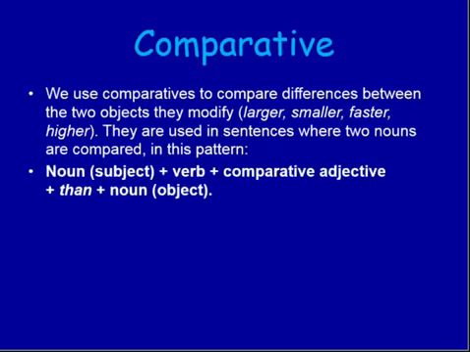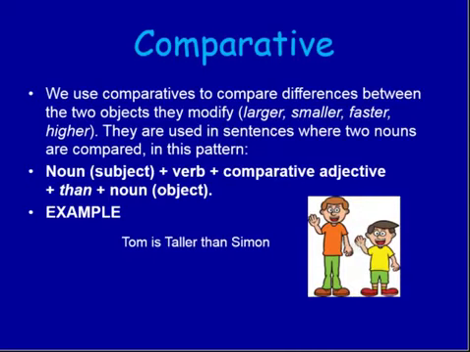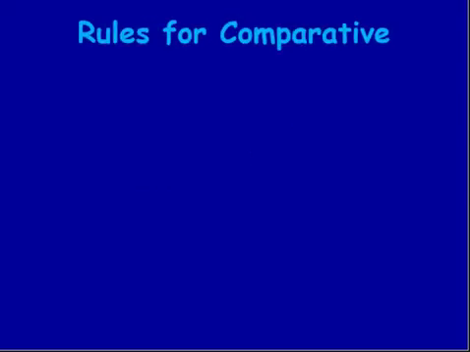Noun plus verb plus comparative adjective plus than plus noun. Look at the example. Tom is taller than Simon. Here are two nouns. We compare between the two nouns, and that is why we have to use a comparative degree.